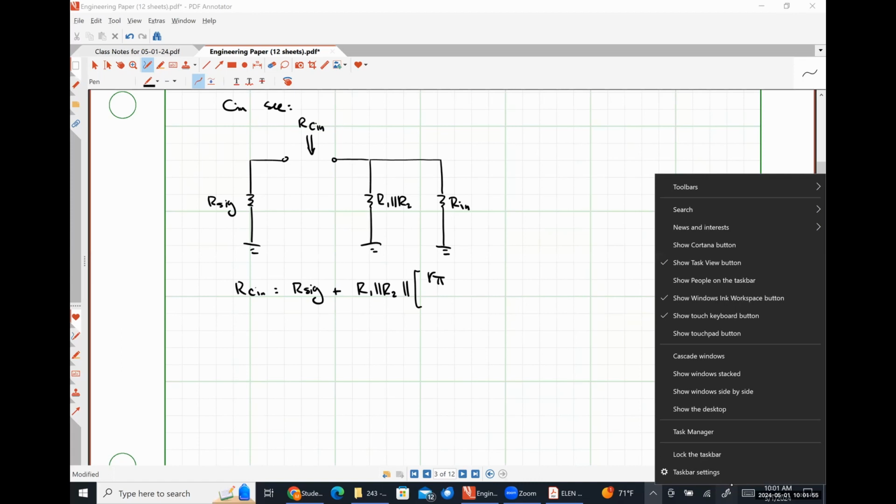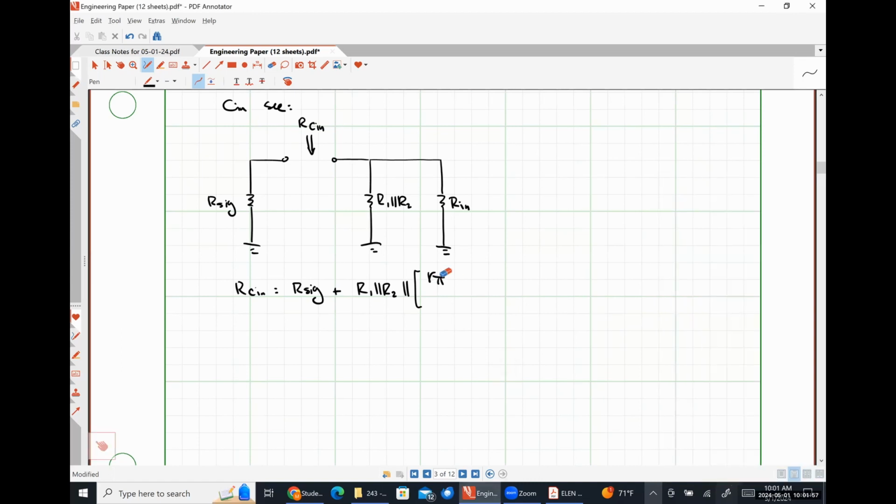One second. Oh, nope, I'm looking at the wrong thing. That's why I'm confusing myself. My apologies for that. R pi plus 1 plus beta, R naught in parallel with RE in parallel with RL.